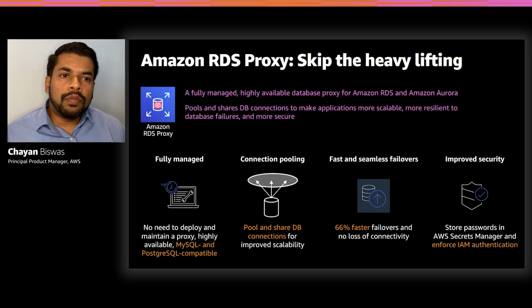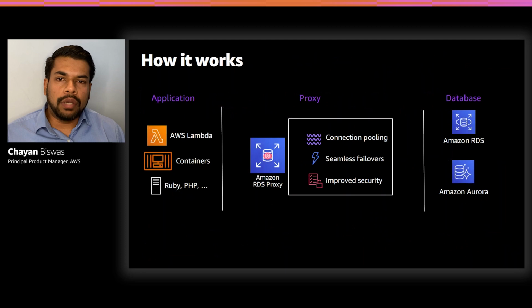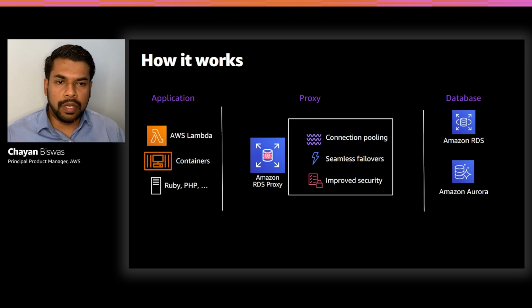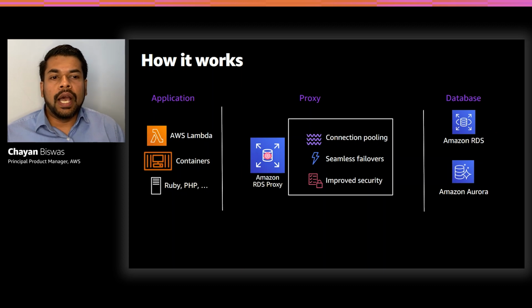So just a quick schematic of how RDS Proxy gets situated. On the left-hand side of the screen, as you're seeing, example applications: you have Ruby on Rails, PHP, or you're running containers or Lambda-based serverless applications. Any of these applications will connect to the proxy. The proxy sits between, as I said, your application and database. And then it provides you connection pooling, seamless failover, and better security controls, because now you can enforce IAM authentication and store credentials in Secrets Manager. It connects to Amazon RDS MySQL and Postgres databases, also Amazon Aurora MySQL and Postgres databases. So those are the choices available to you.